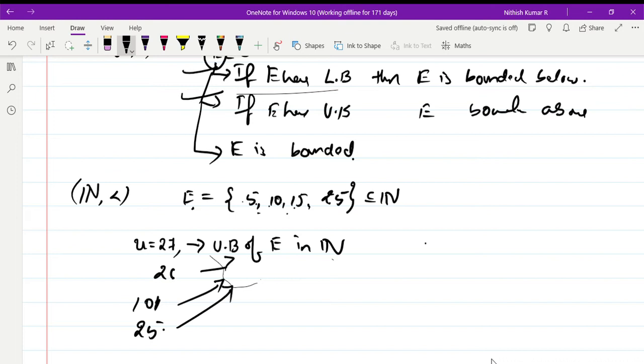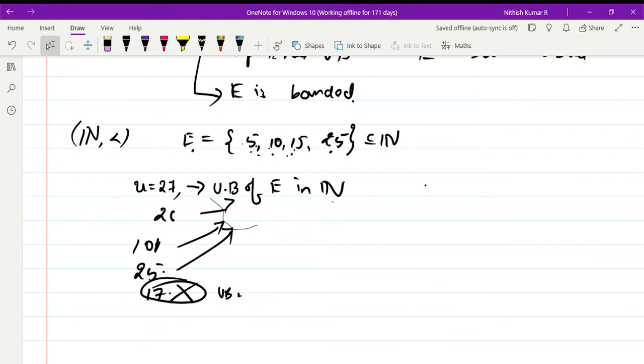Now take 17. Whether this 17 is an upper bound? This 17 is greater than 5, 10, 15, but it is not greater than or equal to 25. Therefore, this 17 is not an upper bound.